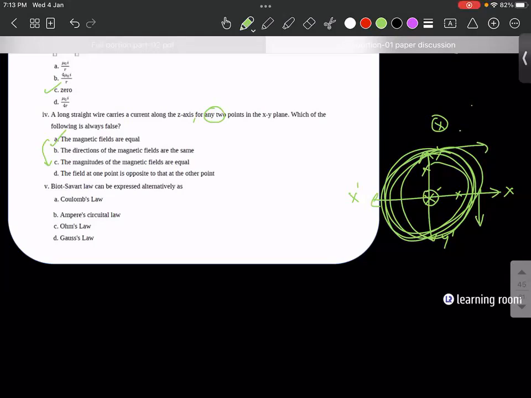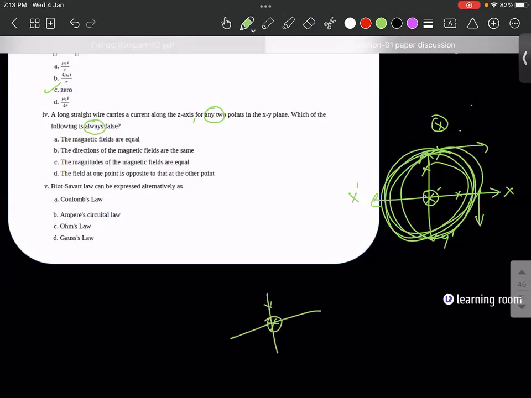Sir, but I have an argument here, sir. True, right? Like, which one? A, sir, option. If I consider this word always, which of the following is always false? Okay. If that is the case, the directions of magnetic field.